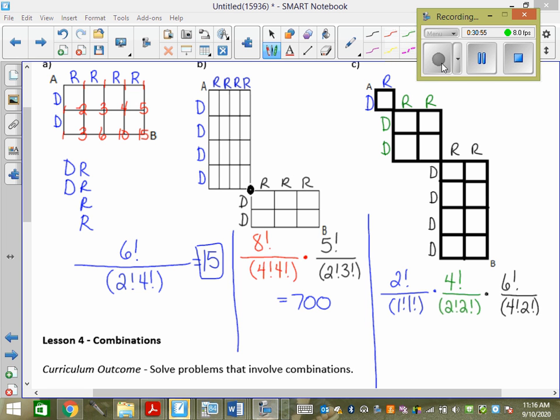Did I really need to write the 1 factorial on the bottom? No. Could every single example actually have 1 factorial on the bottom? Yeah. For sure.